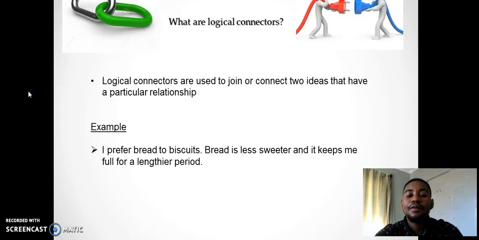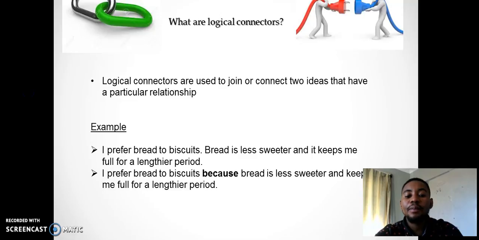Example: I prefer bread to biscuits. Bread is less sweet and keeps me full for a lengthier period. Here, the sentence does not have a logical connector. I prefer bread to biscuits because bread is less sweet and keeps me full for a lengthier period. Because in the sentence serves as a logical connector. It is joining these two related ideas.